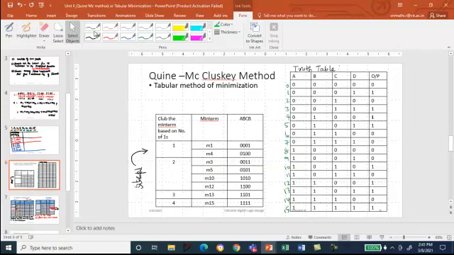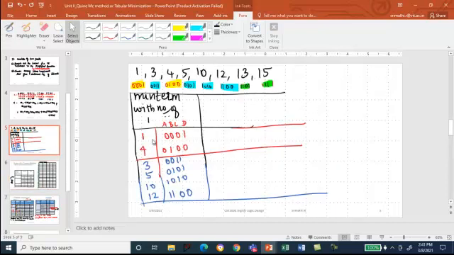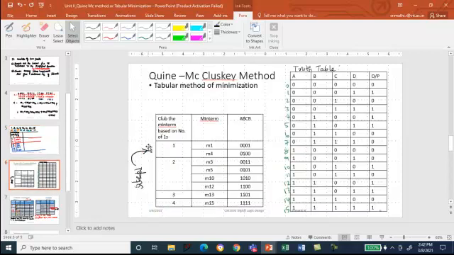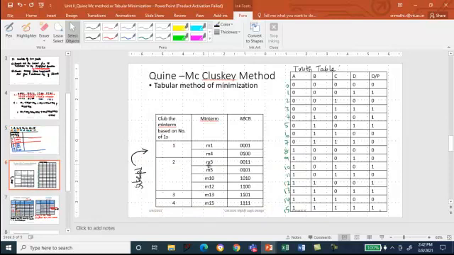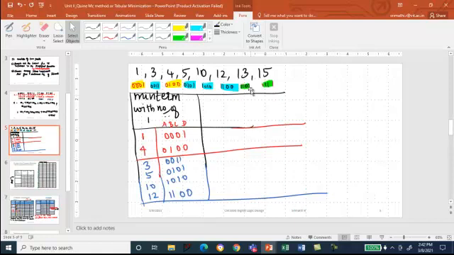See here, club the minterms based on the number of ones. What is the first one I have written previously? 1 and 4, where 1 is 0 0 0 1 and 4 is 0 1 0 0. And what about the next one? We have 2 ones. What are all the minterms having 2 ones? 3, 5, 10 and 12. And what is left? With 3 ones you have 13 and with 4 ones you have 15.